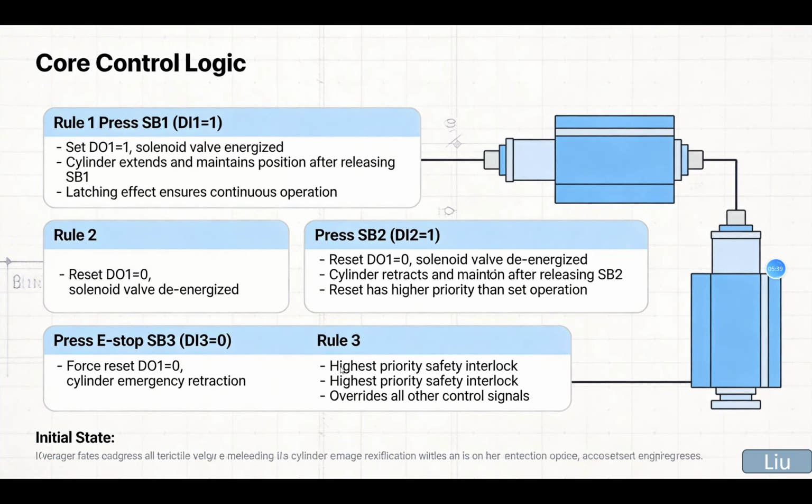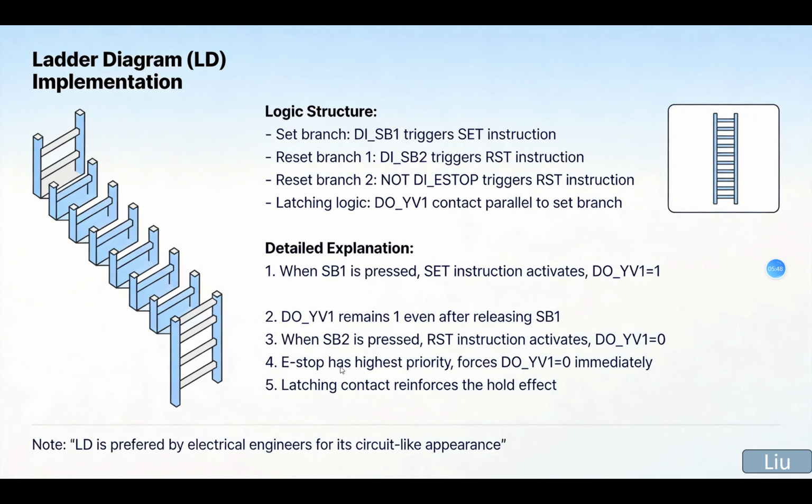Okay, so then let me show you the core control logic. In the ladder diagram implementation, the logic structure is: set branch, DI1 SB1 triggers the set instruction, and reset branch, DI1 SB2 triggers the reset instruction, and so on.